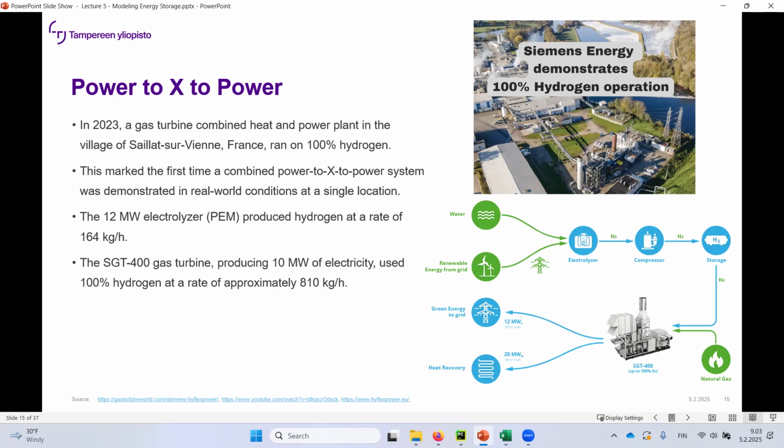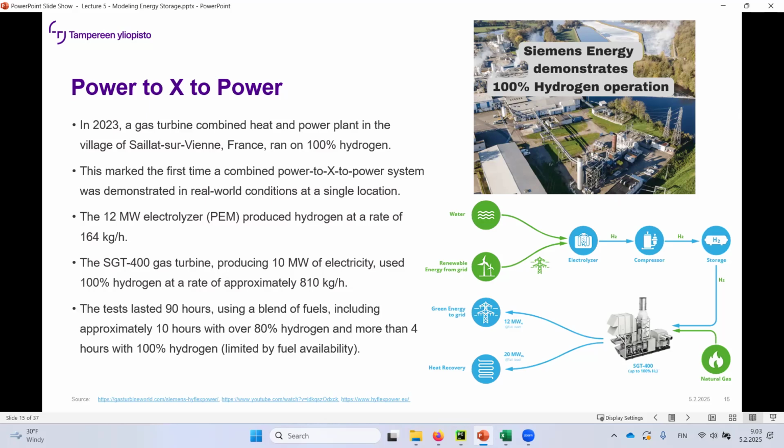So this was the first kind of test where you were utilizing this system in a way that you had an electrolyzer, you had compressor storage, and then you had this CHP production via hydrogen gas turbine. And they were running it, I think, only for 4 hours with pure hydrogen, but that was due to the limitations on hydrogen production and storage rather than the technical limitations of the turbine itself, because hydrogen combustion is going to be really different compared to natural gas production.